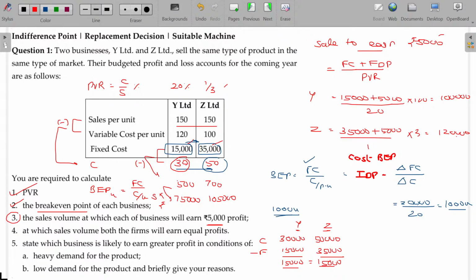It will have wider application in your CMA group 2. Not only here in OM, almost 3 or 4 different topics you will have this indifference point application. So you have to be very master with this. Clear?